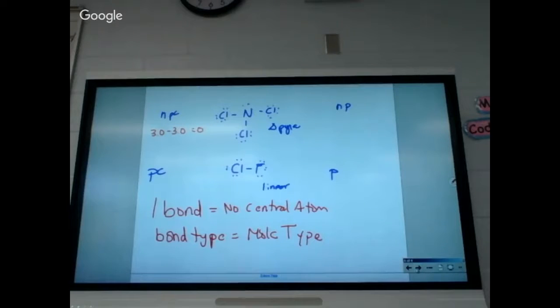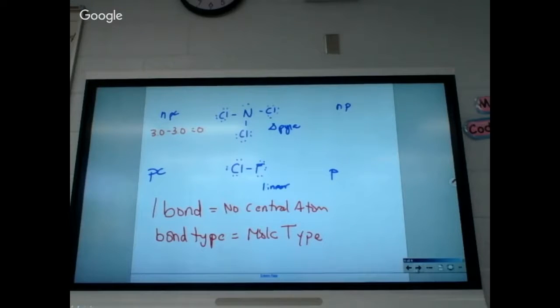2, 4, 6, 8, 10, 12. You counting your electrons? You gotta total up the electrons first.